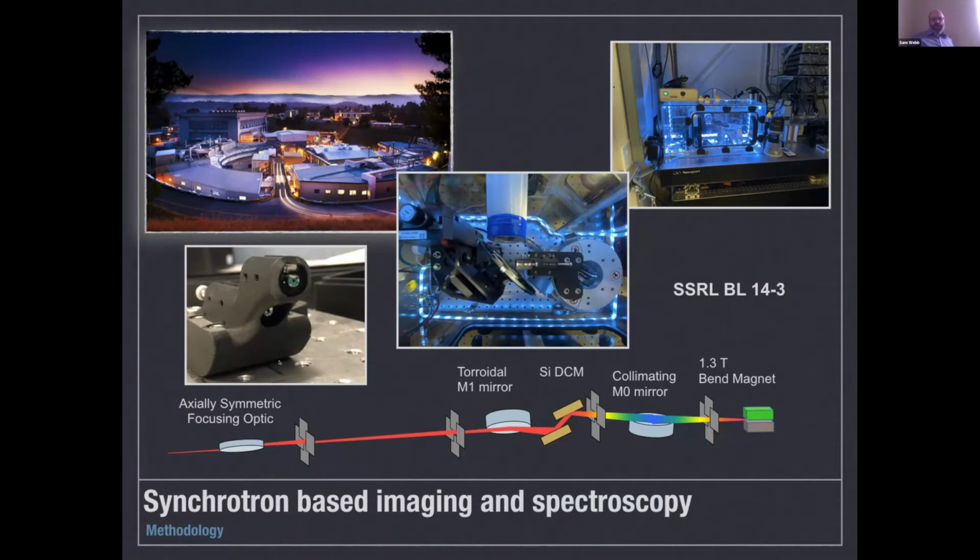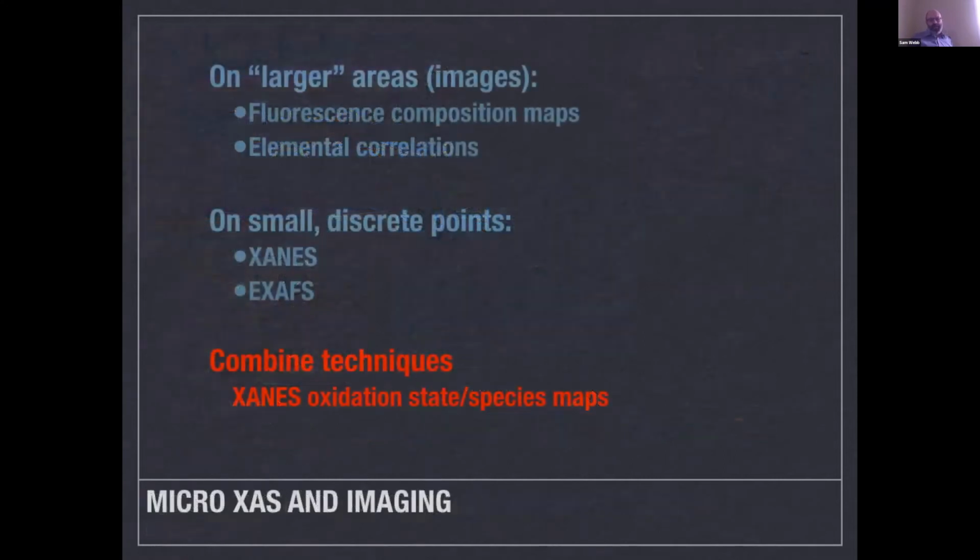And the approach we're going to use here is a combination of both imaging and spectroscopic techniques. So typically, when we talk about micro XAS and XAS imaging, we're looking at larger areas, and I use that in quotes because large might be just a square millimeter or two, but looking at composition maps that you've seen previously and some elemental correlations. And then we go on to small discrete points and look at things like XANES or XRF. What we'd like to be able to do often here is combine these two techniques together and create an image map of oxidation state and/or species.